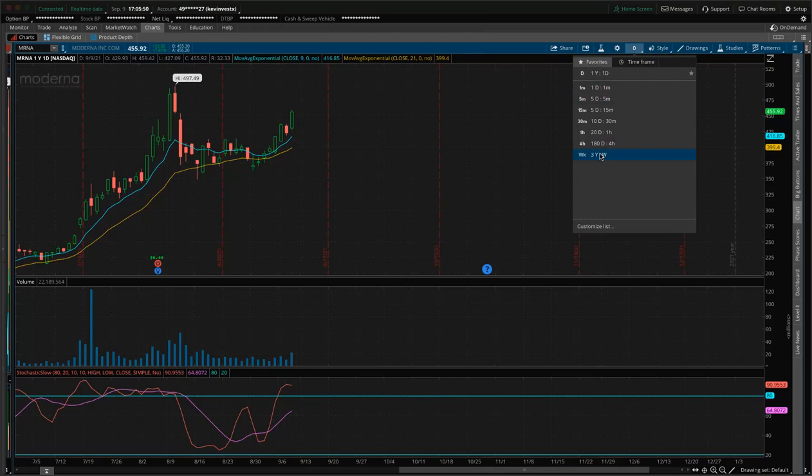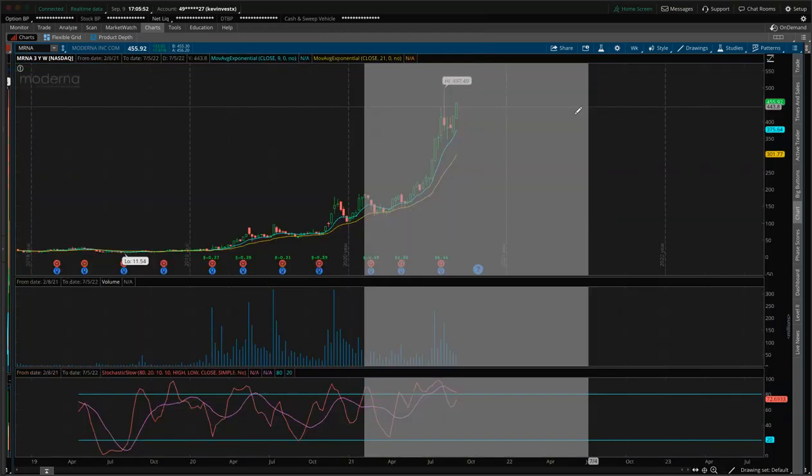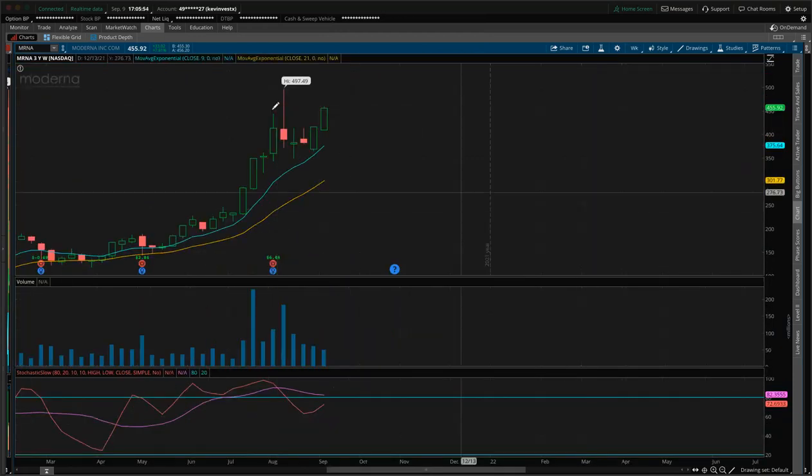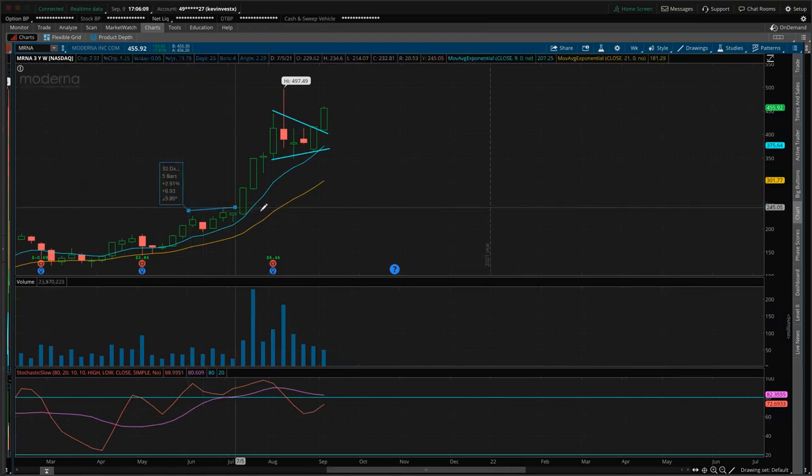If I'm looking at it from a weekly perspective, what do I see here? Well, I see that it's breaking out of a triangle, right? It is breaking out of a triangle. And if you want to figure out the size of the pole of this chart, you have to create a pattern for a previous pattern that it has broken out of. So for example, like this. So now when we're looking at mRNA, this is the size of the pole.